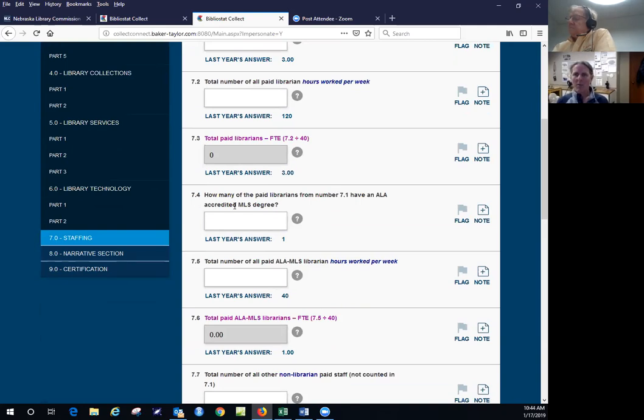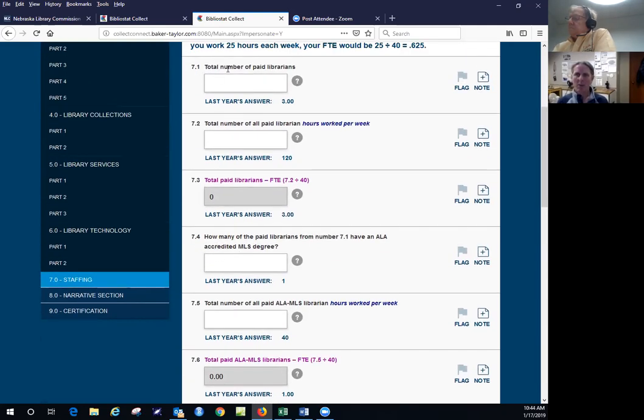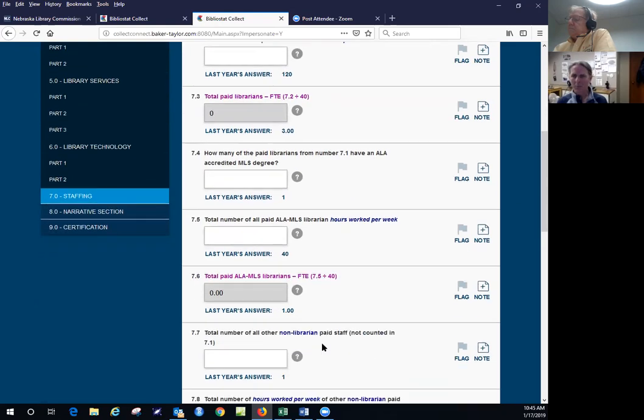So then 7.4 is a follow-up. 7.4 is a subset of these librarians here. So going by last year's data, if you had 3 total paid librarians, it looks like 1 of those 3 last year has an MLS degree from an ALA accredited institution. So you entered a 1 here. So you have one person with an MLS degree on staff and they worked 40 hours a week. Then the feds want to know how many FTEs you have that have ALA MLS degrees. And then Bibliostat will do that calculation just like above.